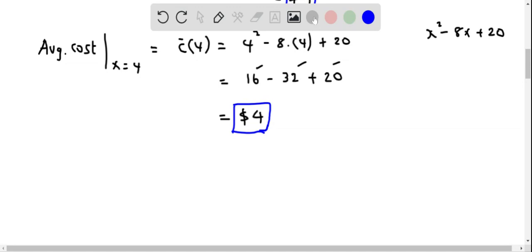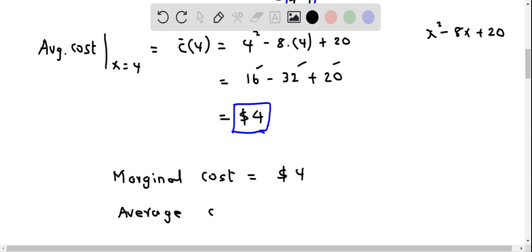So we see that the marginal cost equals $4, and the average cost is also $4, and this means these two are equal at production level x equals 4.